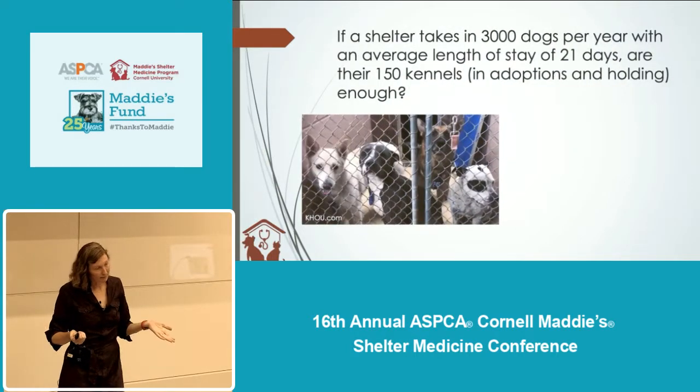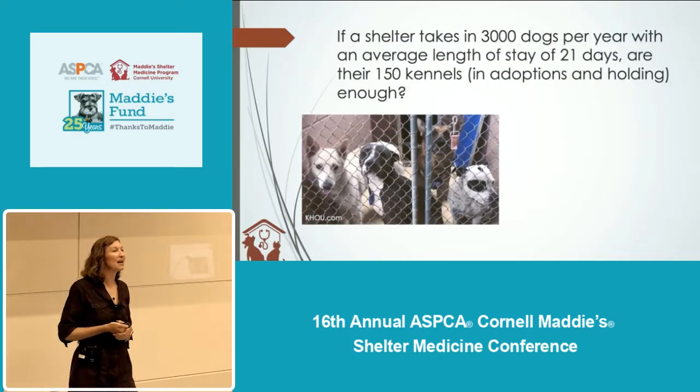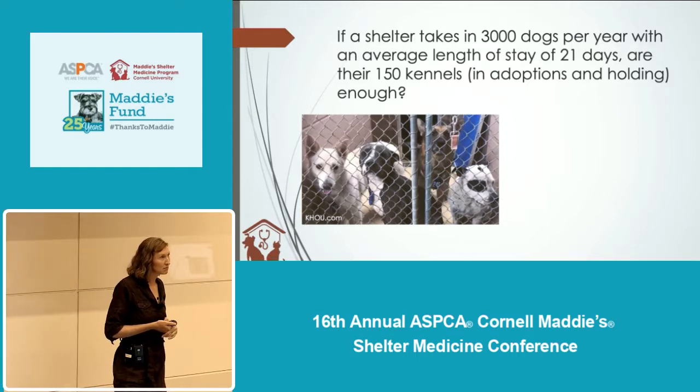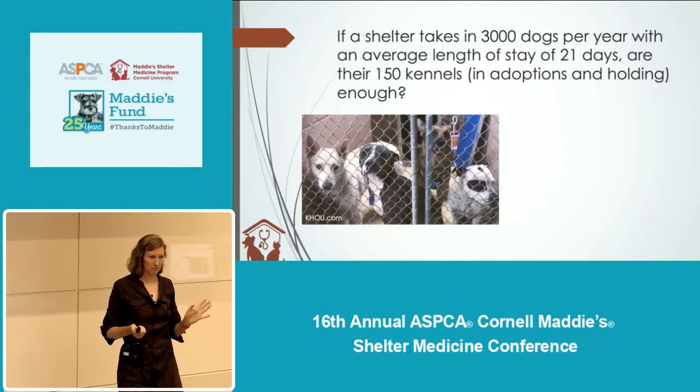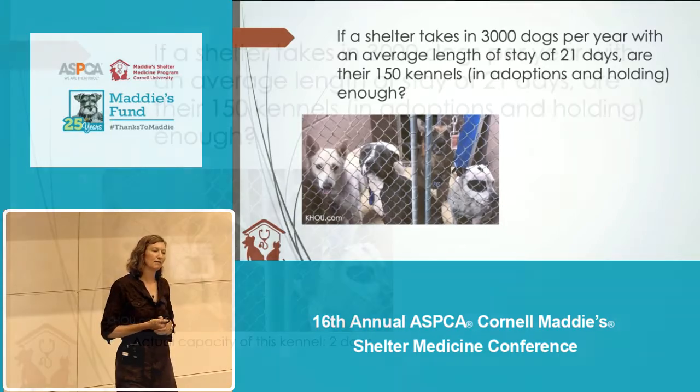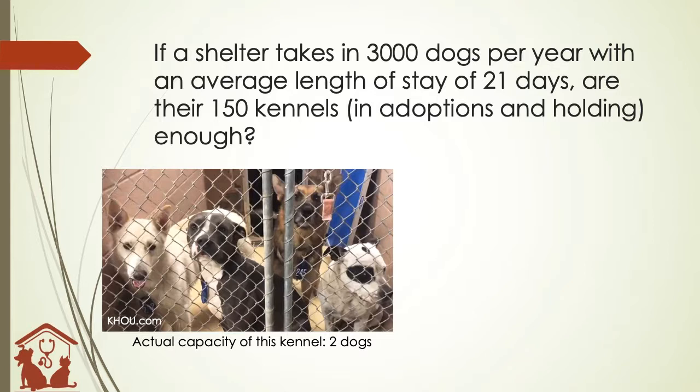So here's your problem. If a shelter takes in 3,000 dogs per year, which is probably about like Lollipop, right? An average length of stay of 21 days, which hopefully is not like Lollipop, are 150 kennels and adoptions and holding enough? I'm giving you a hint.